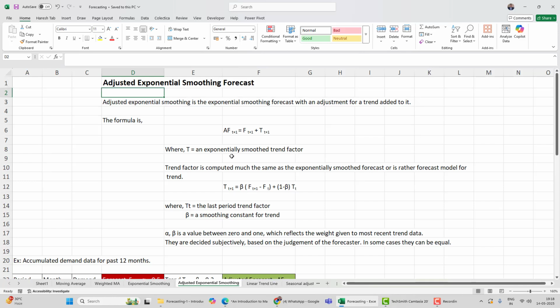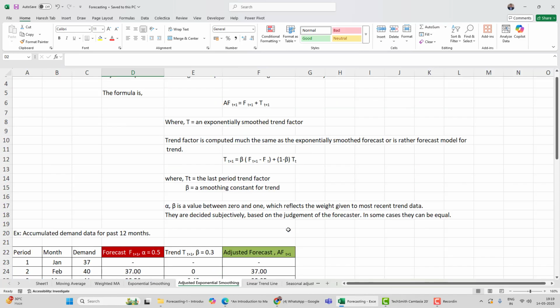We are going to use this formula. The adjusted forecast for t plus 1 is equal to the forecast for t plus 1 plus the trend for t plus 1, and the trend for t plus 1 is given by beta times the difference between the forecast for t plus 1 and t, plus 1 minus beta times the trend for t. You don't have to worry about the formula, I will explain it on the table, and you will understand totally how to proceed.